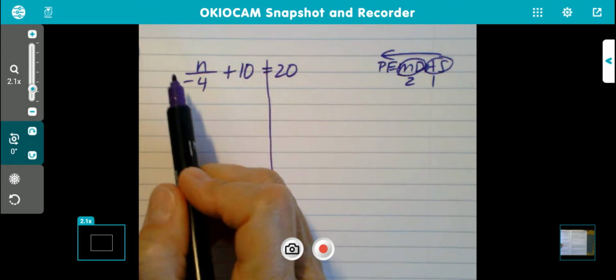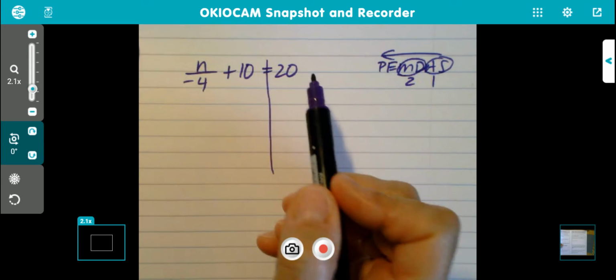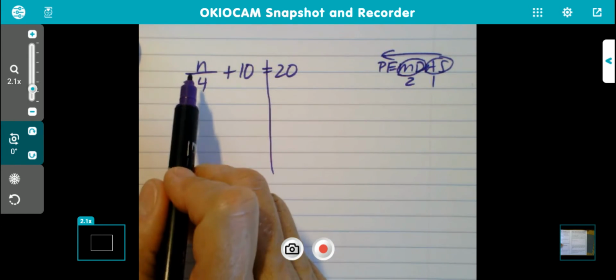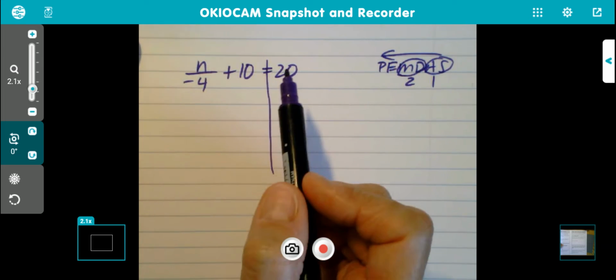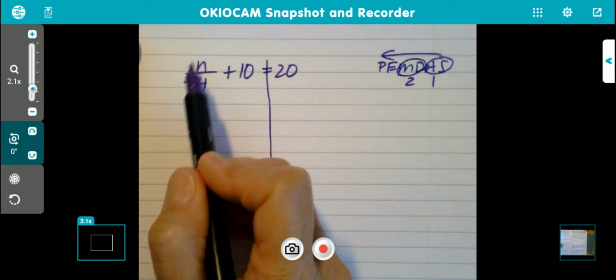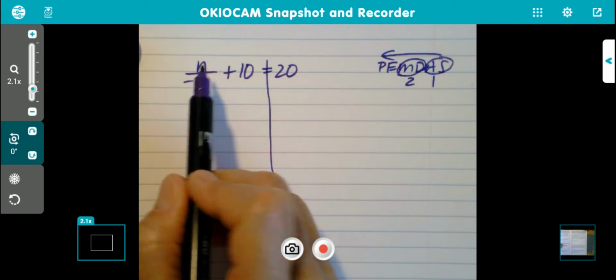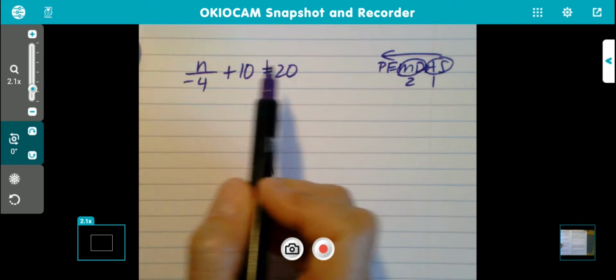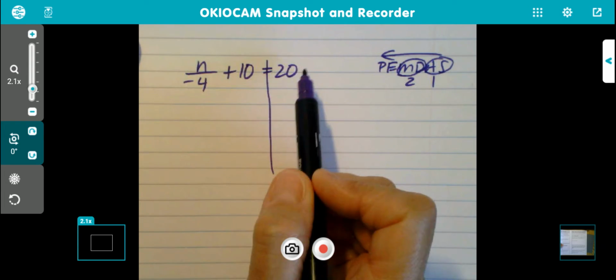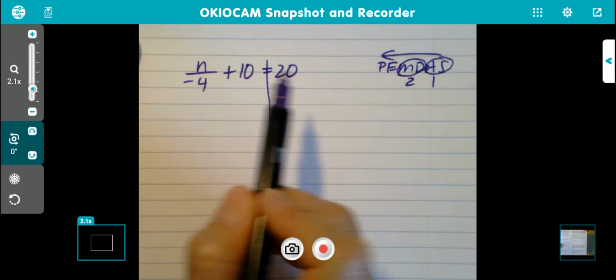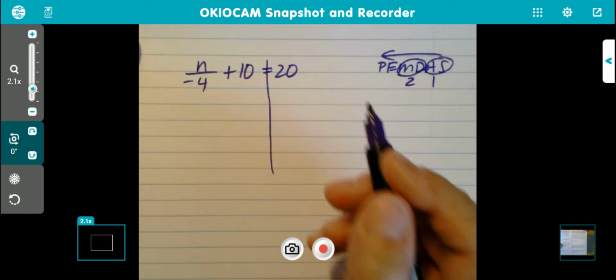I'm going to undo everything that's being done to this variable. This 20 isn't doing anything to this variable. All the 20 does is tell me what this has to equal. It has to equal 20. Again, right now, these two sides are equal. So if I do something to this side, I have to make sure I do it also to this side to keep this equal or balanced.